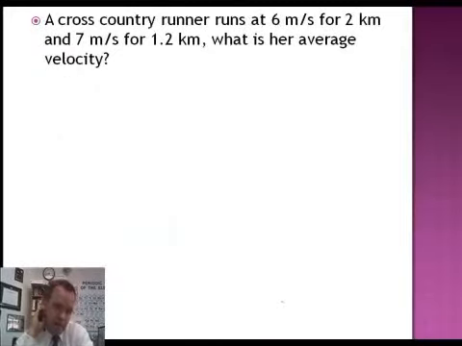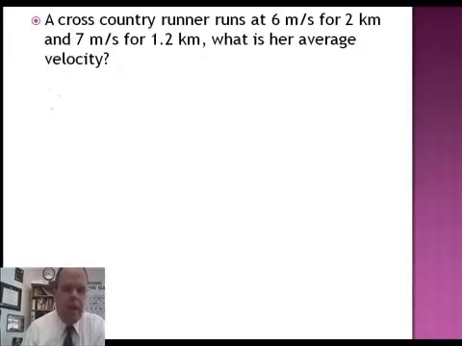Okay, one last problem here. A cross-country runner runs at 6 meters per second for 2 kilometers and 7 meters per second for 1.2 kilometers. What is her average velocity? Pause the video for a second, try this problem on your own, then press play and see the way I answer it.